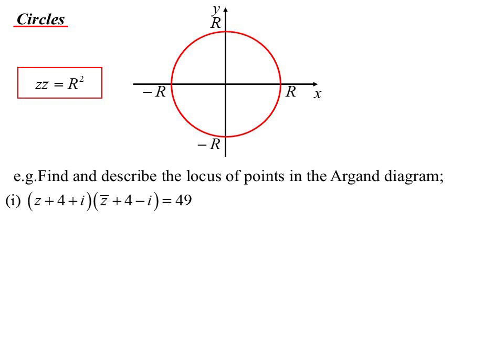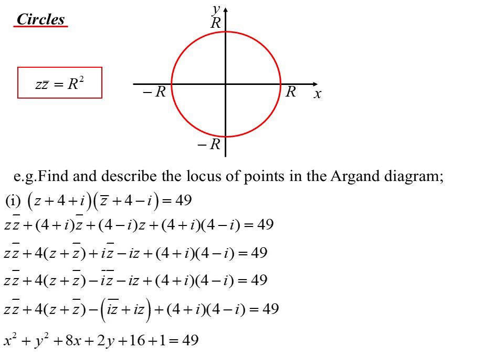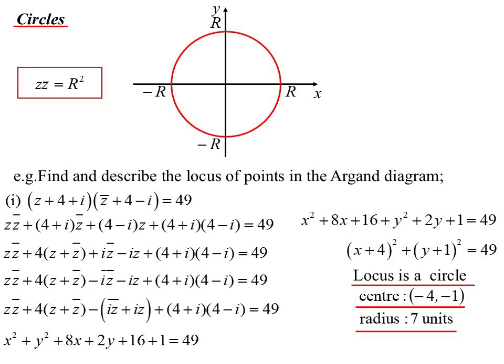z plus 4 plus i times the conjugate of z plus 4 minus i is equal to 49. Now if I don't recognise it straight away, I'll expand it out and hopefully I'll get something that I'm familiar with. Now, still not 100% sure. So if I'm still not 100% sure, I'll bring it back to coordinate geometry. So instead of z and z conjugate, I can end up putting in the x and the y's. And I know how to deal with that in coordinate geometry. I'd have x squared plus y squared. Well, let's complete the square. And we end up with what we recognise to be a circle. So we know this is also a circle. Its centre would be at minus 4, minus 1. And the radius would be 7.